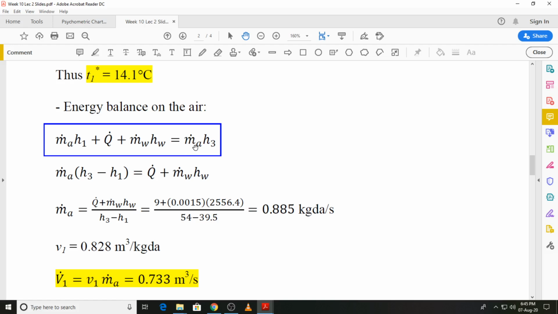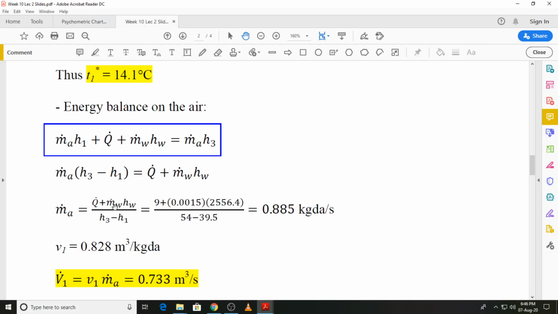So you will have m dot A H3, and what you can do is take m dot A H1 onto the other side, take m dot A common, and you will get m dot A into H3 minus H1, and on the other side of the equation we will have q dot plus m dot W HW. Then we can easily find out the mass flow rate of dry air, that is kilogram dry air per second, by this equation. And in this equation, q dot, as I mentioned earlier, is given to us.